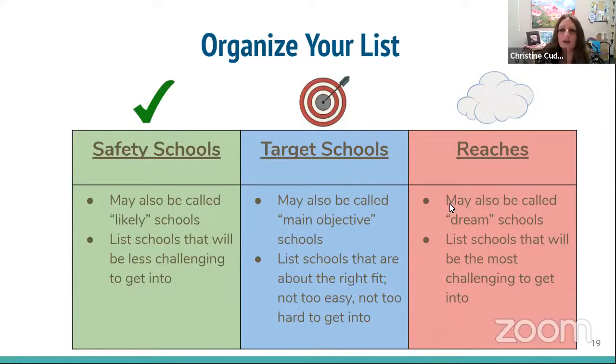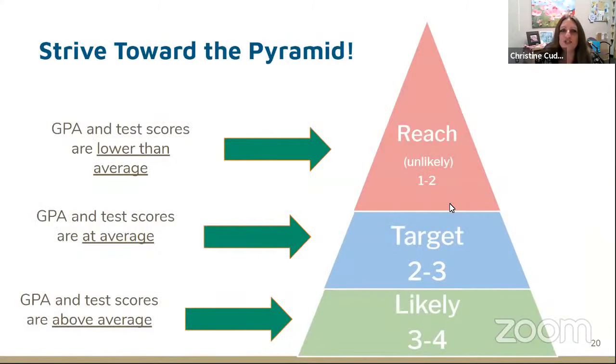When we talk about applying to schools, you want to have a number of schools in each of these categories. We always say strive towards this pyramid. We're going to show you another pyramid in a minute, but this pyramid. We'll start at the bottom: 3 to 4 schools that are in your likely range, your safety range. So your GPA and test scores are above average, and you're likely to get into these 3 to 4 schools on your list.